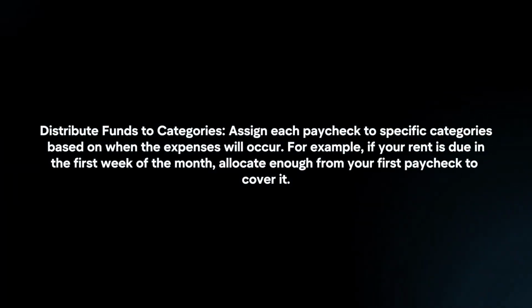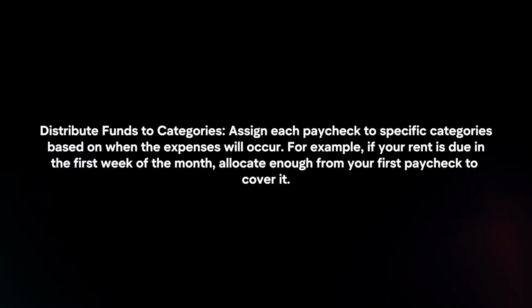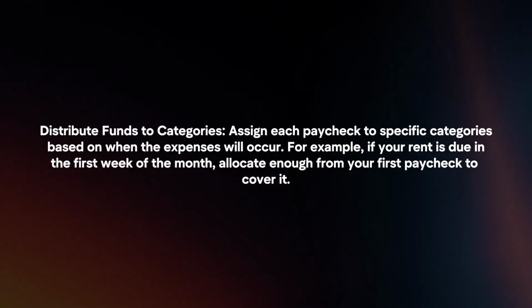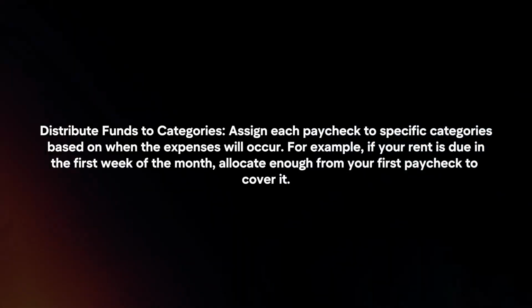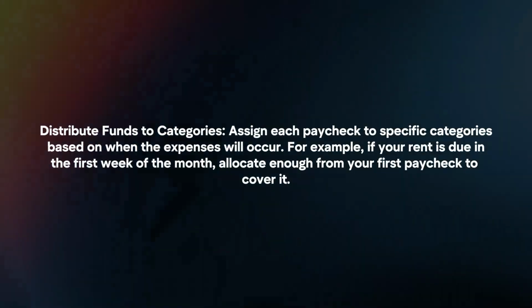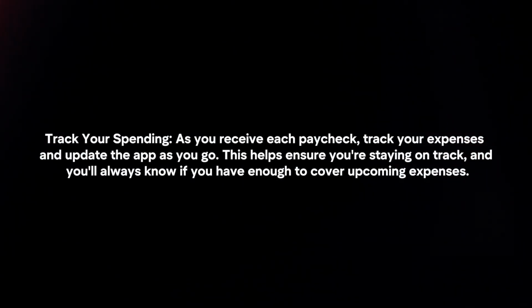Distribute funds to categories. Assign each paycheck to specific categories based on when the expenses will occur. For example, if your rent is due in the first week of the month, allocate enough from your first paycheck to cover it.